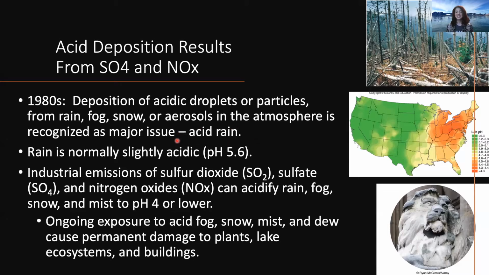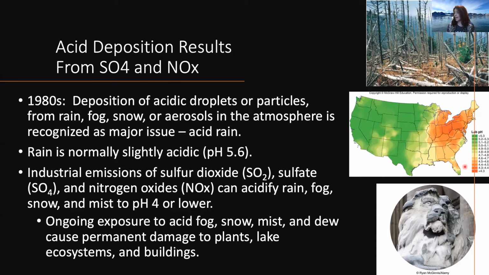Now, rain is normally slightly acidic with a pH of 5.6, but when you start pumping out these industrial emissions that contain things like sulfur dioxide, sulfate, and nitrogen oxides, that'll acidify rain even more. So much so that the pH can crash down to 4 or lower. Ongoing exposure to acid fog or acid rain or acid mist can cause permanent damage to plants, lake ecosystems, and even buildings.